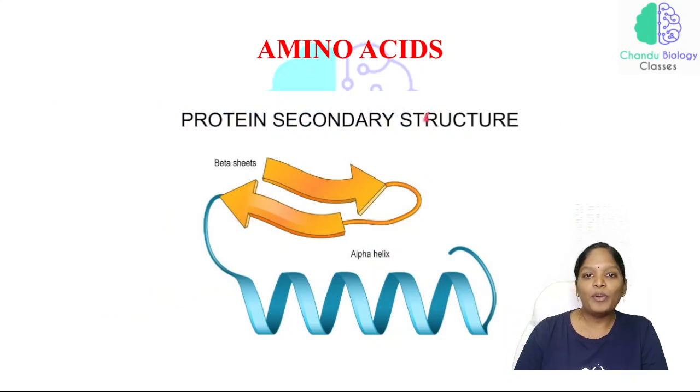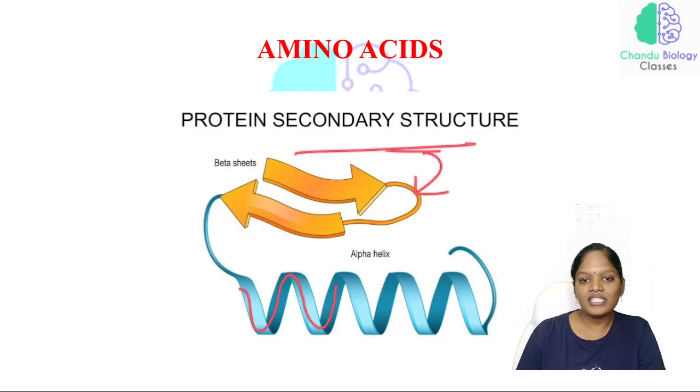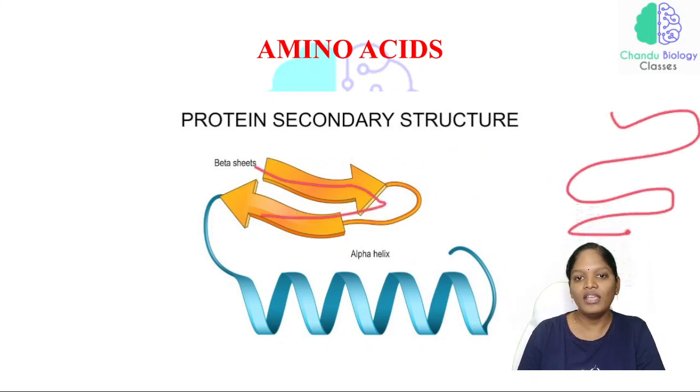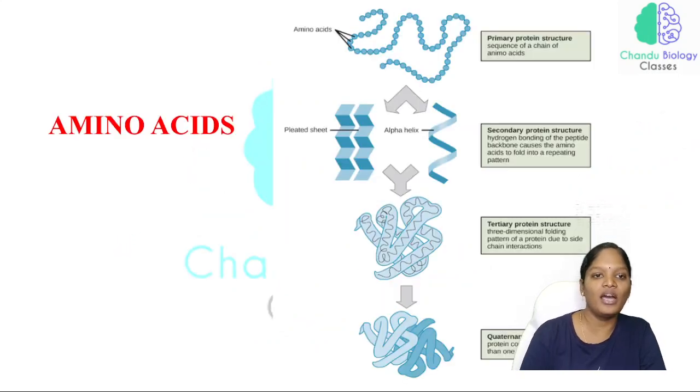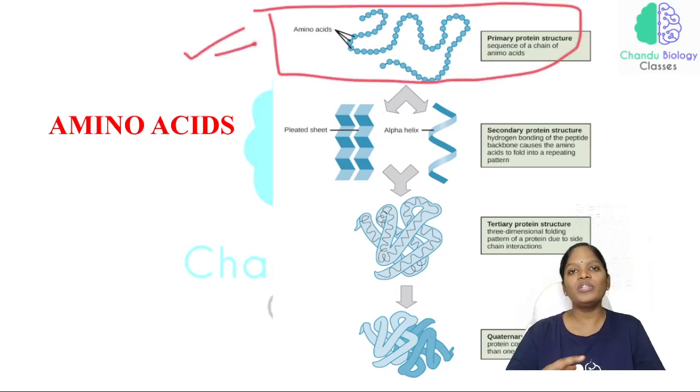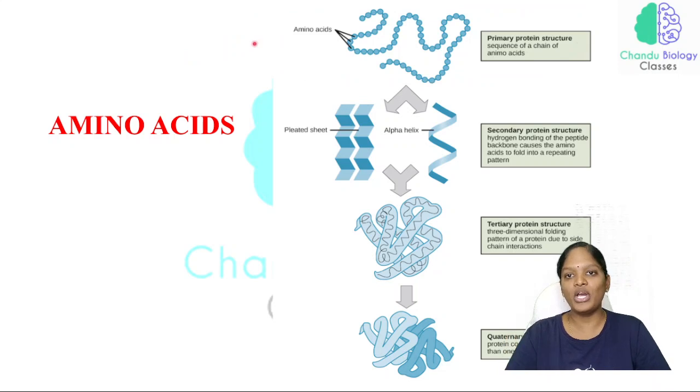See, the protein secondary structure, this is how it will be. So this is an alpha helix. If it is like this, a helical structure, we call it an alpha helix. If it is like this, it is a beta sheet, that is a beta pleated sheet. This is how the protein structure will be. So again the same thing, in the protein primary structure, there will be a sequence of a chain of amino acids. Many sequences of chains of amino acids, we call a primary protein structure.